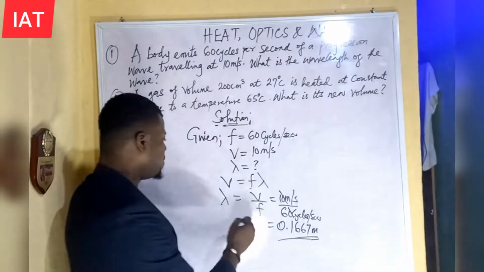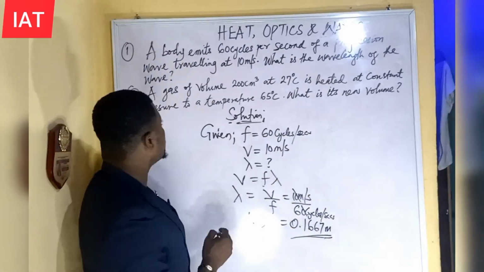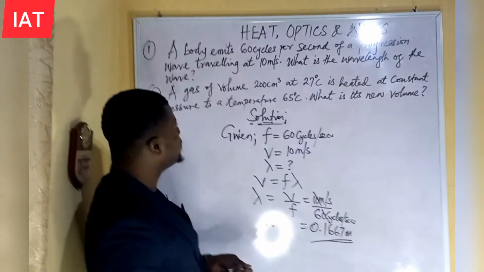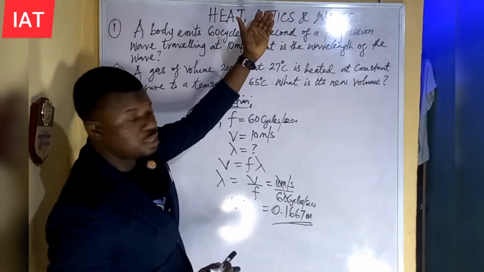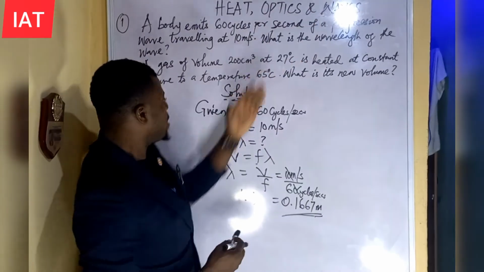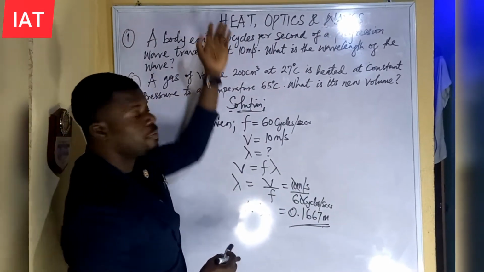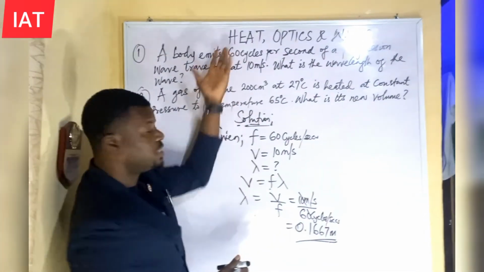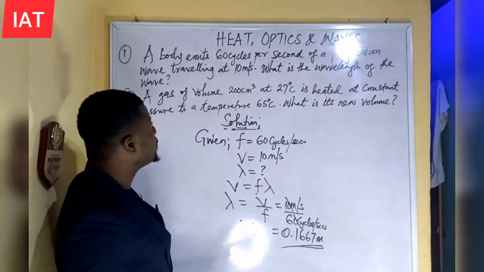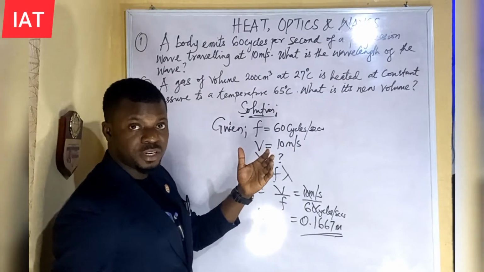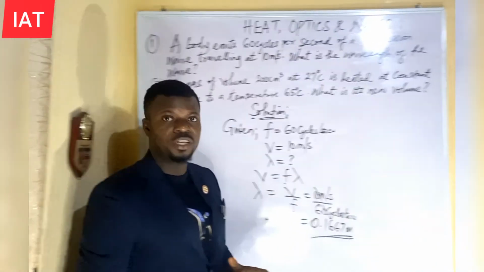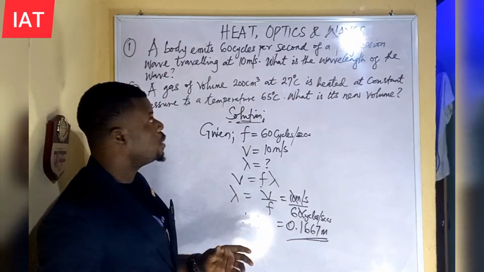And the second problem is coming from heat. This first problem comes from waves, and the topic is always optics and waves. And the second problem we want to solve is coming from heat. We call it heat energy, which is a form of energy. We have different forms of energy, and heat energy is one of them, and it has a lot in it.